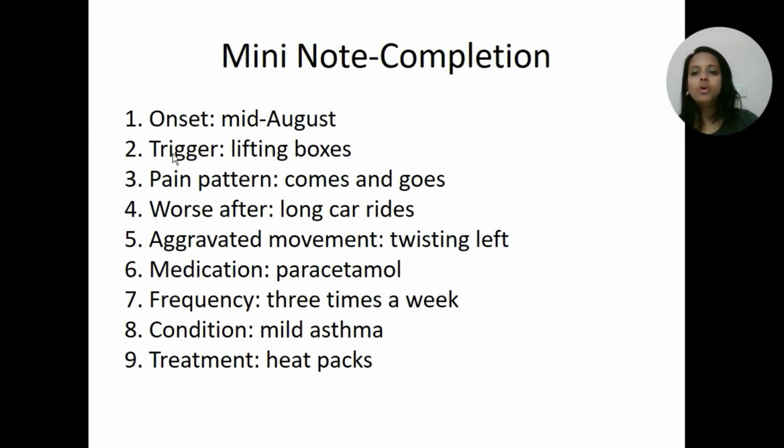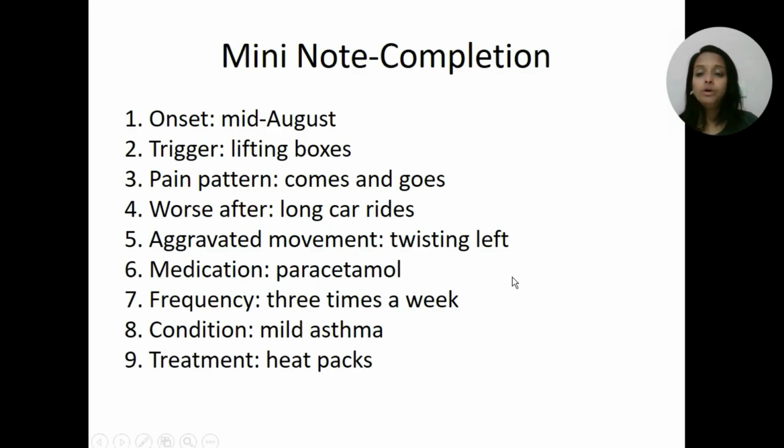So when it comes to onset, it's mid-August. Trigger, yes, it's lifting the boxes. Pain pattern, comes and goes. Worse after long car rides. Aggravated by movement, twisting left. Medication, paracetamol. Frequency, 3 times a week. Condition, she has mild asthma. Treatment, heat packs. And also physiotherapy he recommended, right?